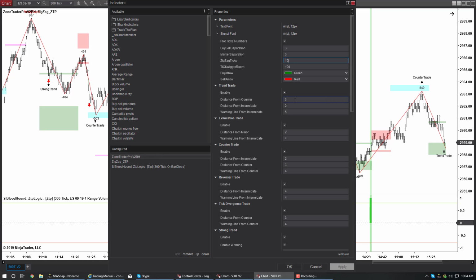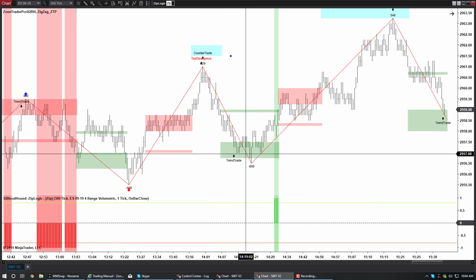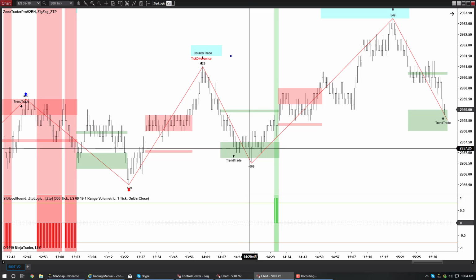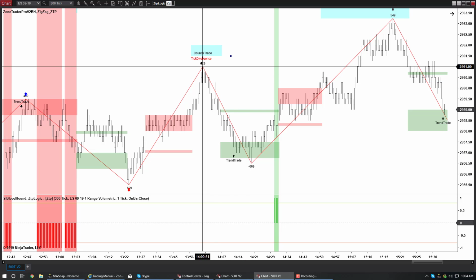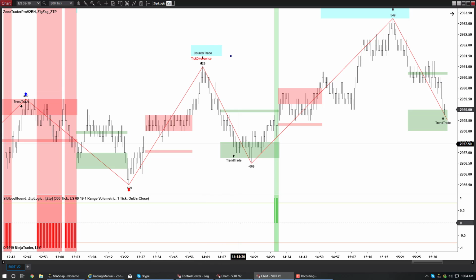And you can change and customize these any way you'd like, and that's kind of the reason why I changed the ideas and allowed this customization for the users of ZoneTrader Pro. So let's take a look at what each one of these three things mean. So here we have a trend trade right here, and when I say distance from counter, that is the first thing that has to happen in order to set up a trend trade.